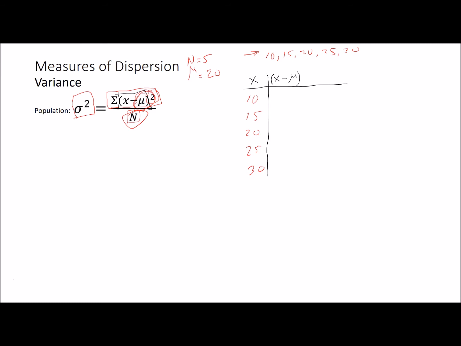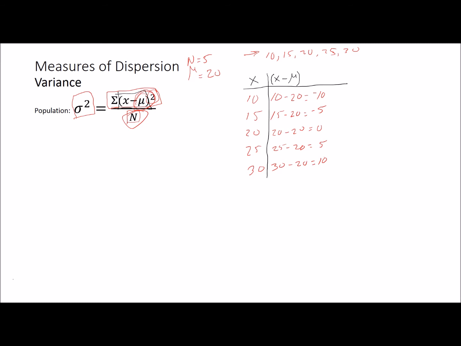X minus the mean. So we know we have a mean of 20. First x is 10. 10 minus 20 would give us a negative 10. 15 minus 20 will give us a negative 5. 20 minus 20 gives us a 0. 25 minus 20 gives us a 5. And 30 minus 20 gives us a 10. So your second column is now done.